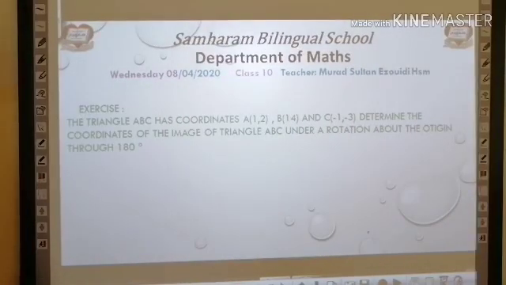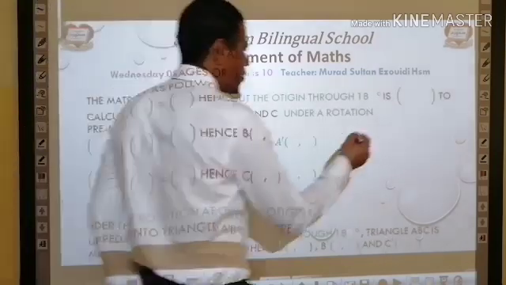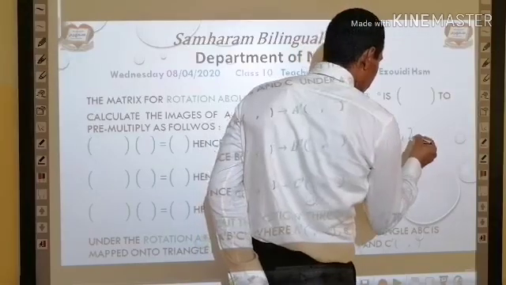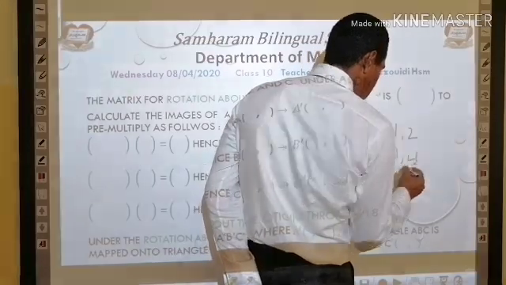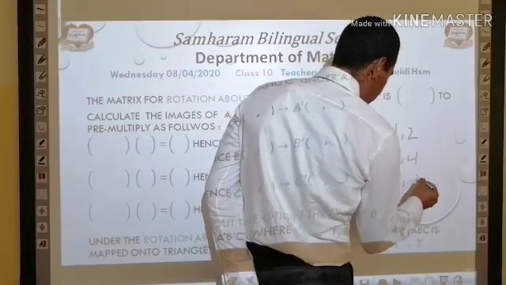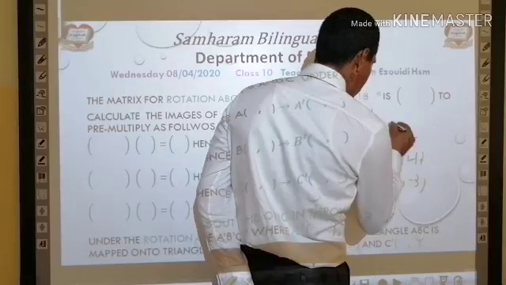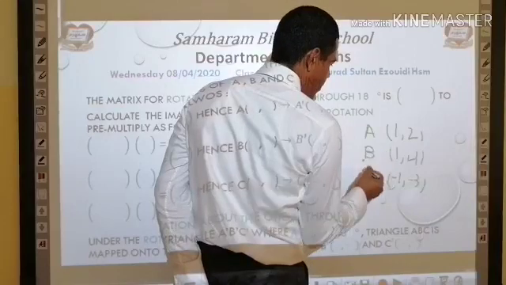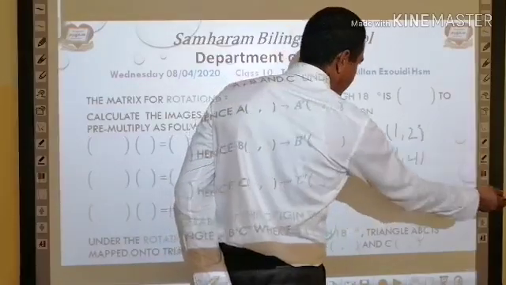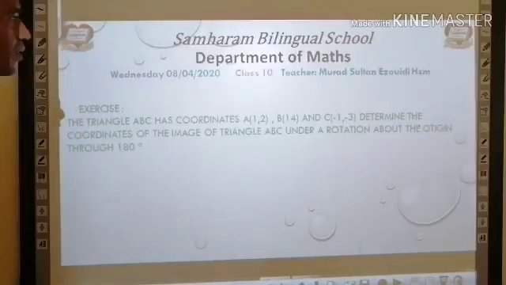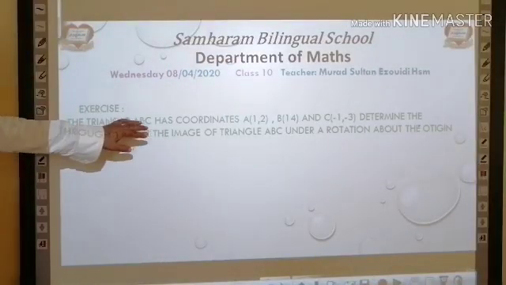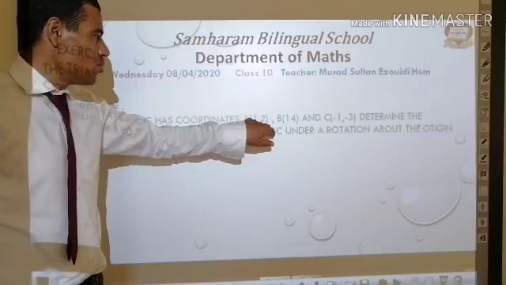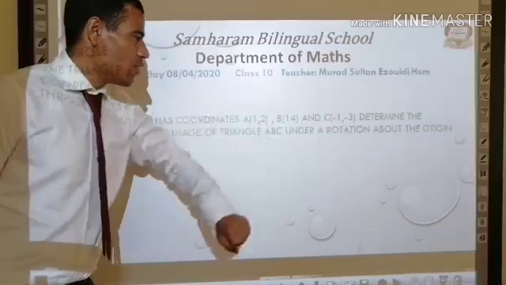Here we have a triangle. This is the point that I will work with, my kids. This is A, this is B. Triangle ABC has coordinates (1, 2), (1, 4), (-1, -3).